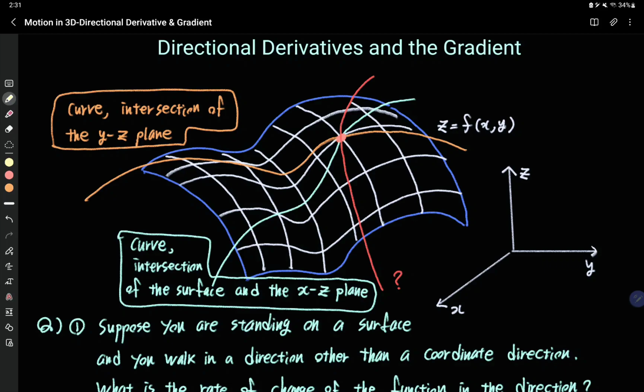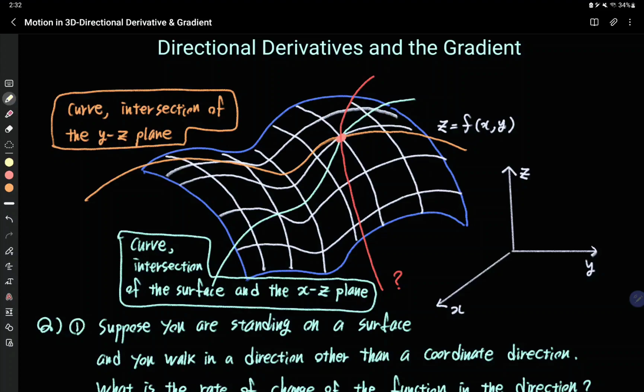While trying to find the answers to the questions, I'm going to introduce the directional derivative and then the main concept, the basic concept of vector calculus, which is the gradient. Okay, so just take a look at the graph.